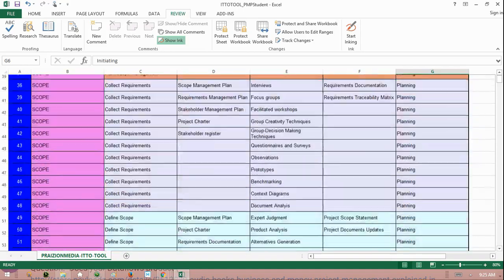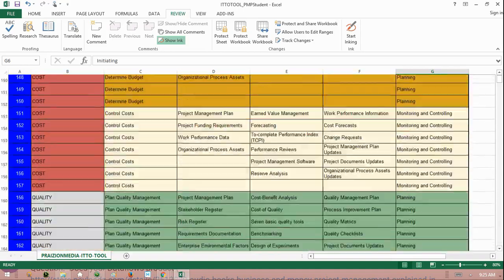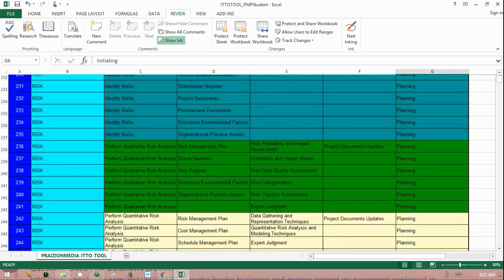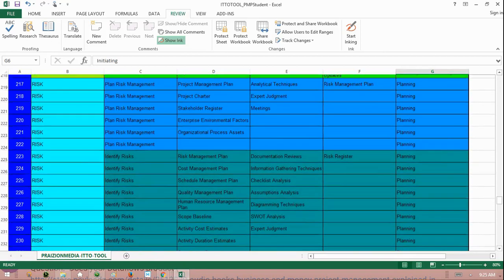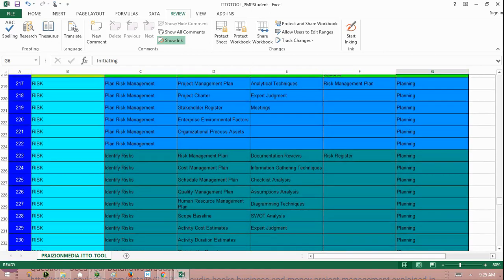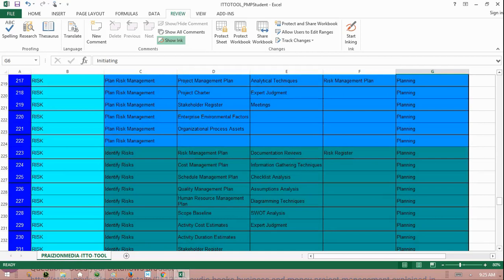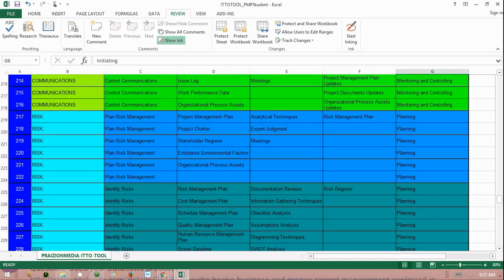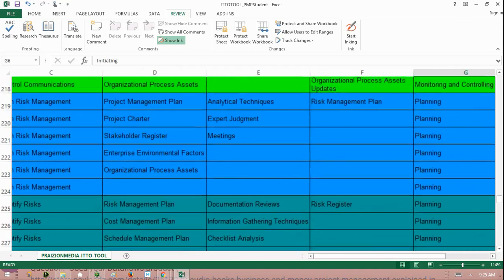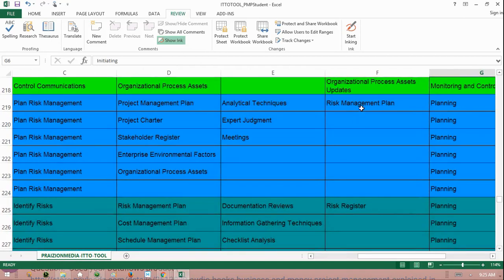So if you go to the risk section over here, you can see that the risk management plan is an output of plan risk management. Okay, right here as I'm pointing. See that? Now, this risk management plan that Andrew is alluding to, it contains a lot of things.